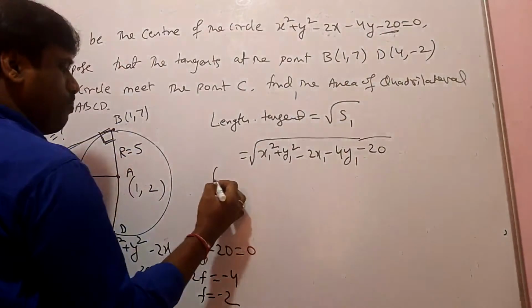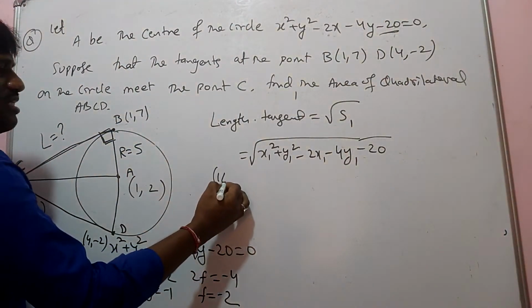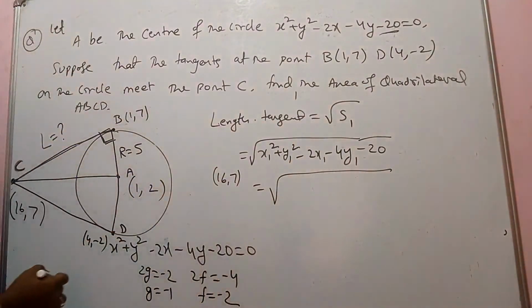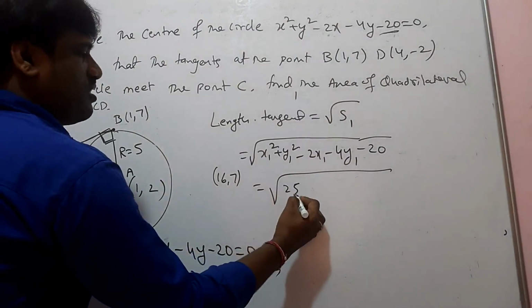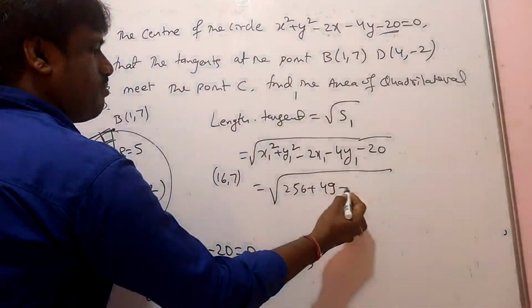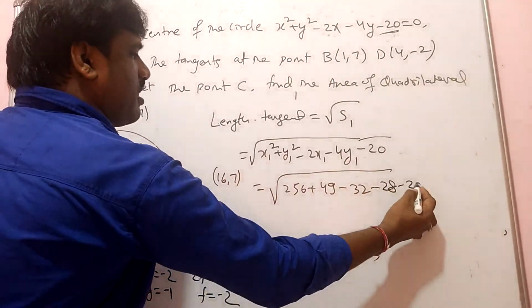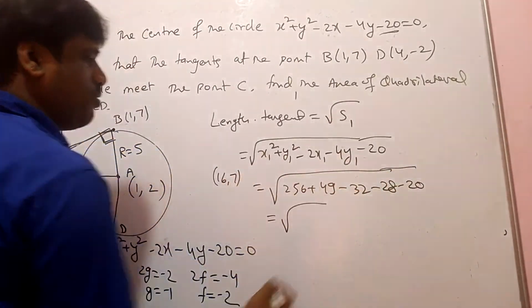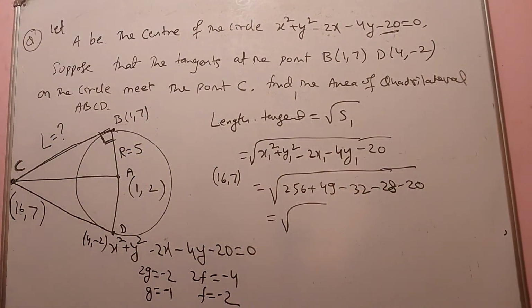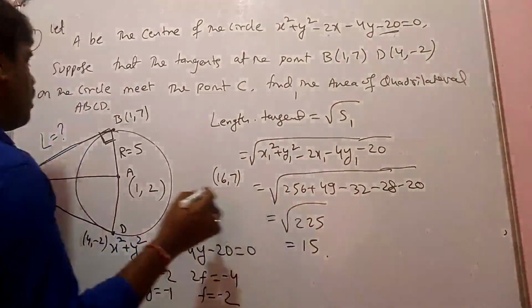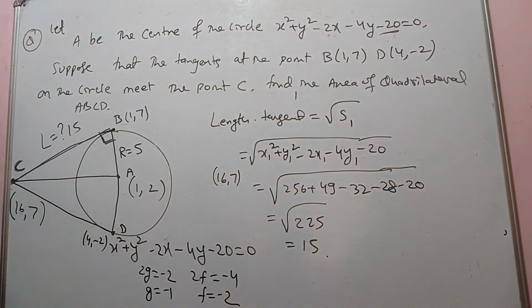So what is the point? 16 comma 7 is the point. So this value will give you 16 square, 256, plus 7 square, 49, minus 32, minus 28, minus 20. This gives 225. I am getting 225. So the value will be 15. So the length of the tangent is 15.